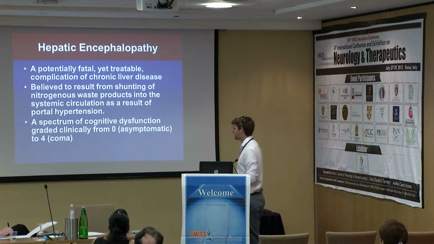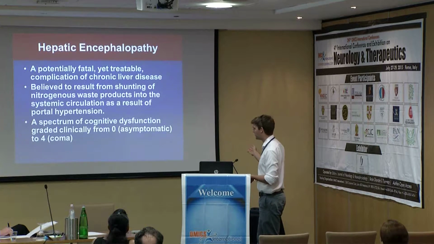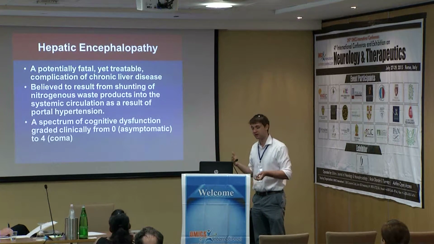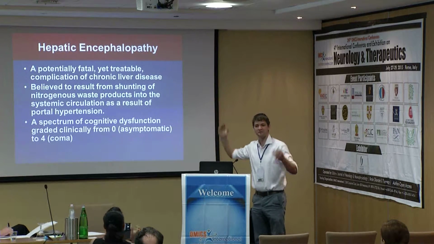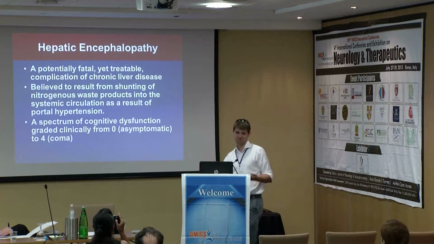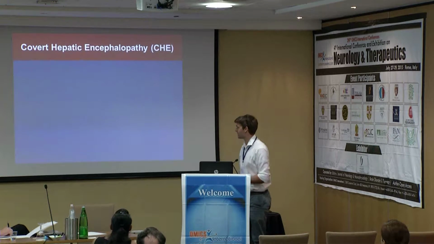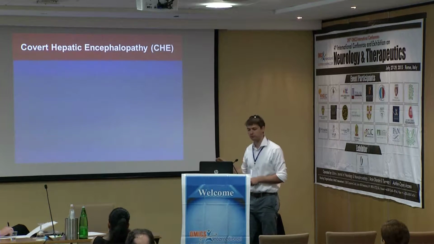Now we grade this clinically with what's called the West Haven criteria, from 0 through to 4. 0 is a patient that's completely asymptomatic, nothing detectable clinically to say that they've got any degree of encephalopathy, and 4 is a frank comatose patient. Now, covert hepatic encephalopathy is the subset that we were interested in. This is what no one's really looked at before.